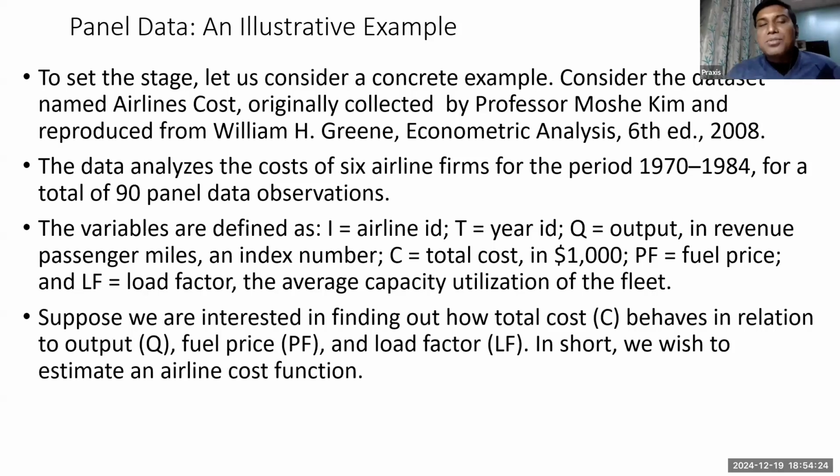What we basically want to do is find out how total cost behaves in relation to output, fuel price, and load factor. Basically, in short, we want to estimate an airline cost function, right? So what is our dependent variable here? Total cost. And our independent variables are output, fuel price, and load factor, right?